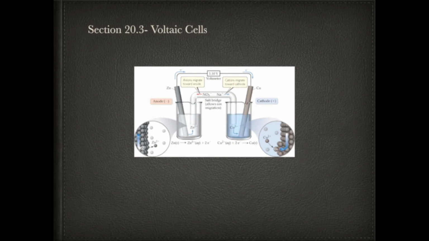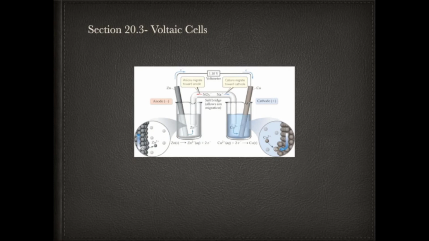Now, a couple of other pieces of information that I need to include. The first one is wherever oxidation occurs, that's called your anode. And the way that I remember it is because those are both vowels. Wherever reduction occurs, that's the cathode. So notice zinc is being oxidized, so that's the anode, and copper is being reduced, so that's the cathode.